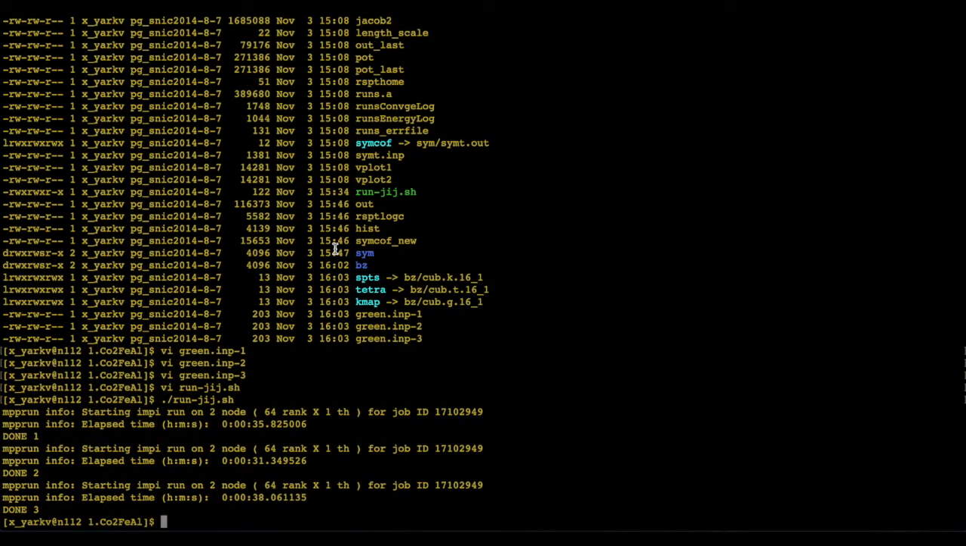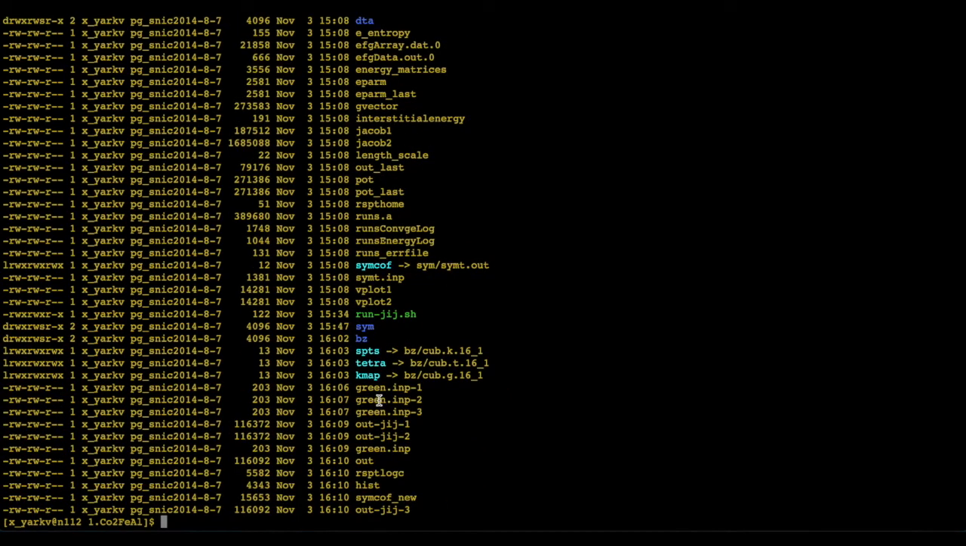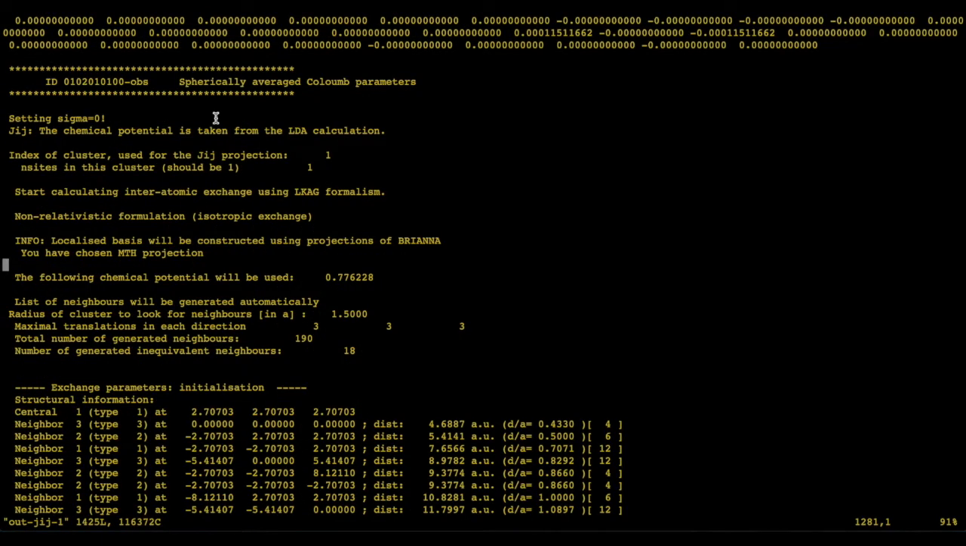Good, looks like it's done. Let us look at the first produced out jij file. At some point it starts the jij calculation, and here are the main settings for this calculation. So it says that we use non-relativistic version and only isotropic exchange will be calculated. This is done automatically because we don't have spin-orbit coupling. Otherwise, in the case of relativistic calculation, it becomes a tensor and we have to calculate all components of it.